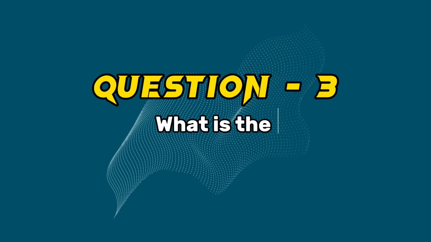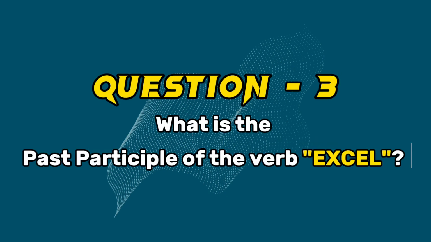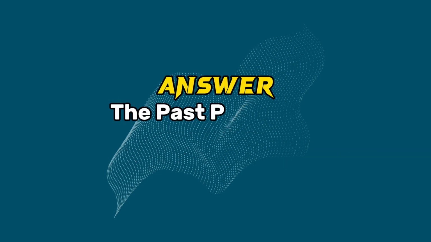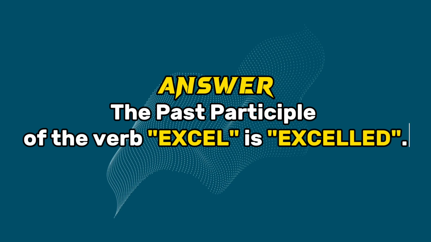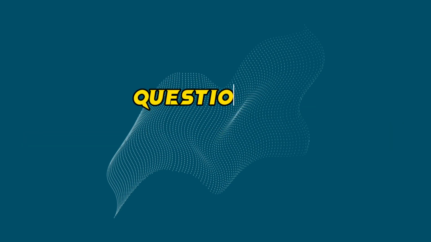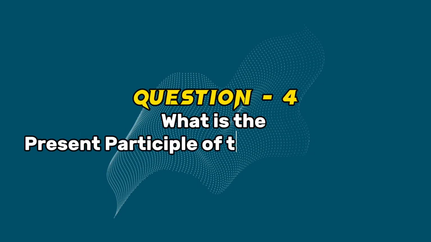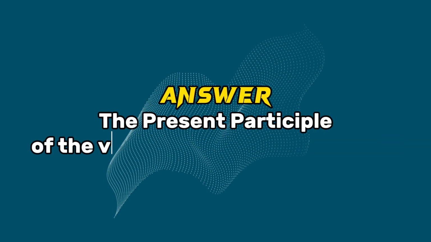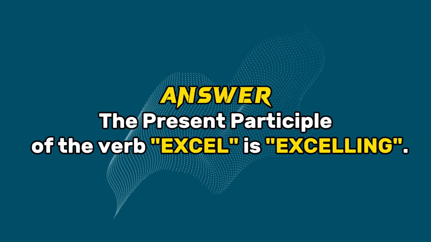Question 3. What is the past participle of the verb excel? Answer. The past participle of the verb excel is excelled. Question 4. What is the present participle of the verb excel? Answer. The present participle of the verb excel is excelling.